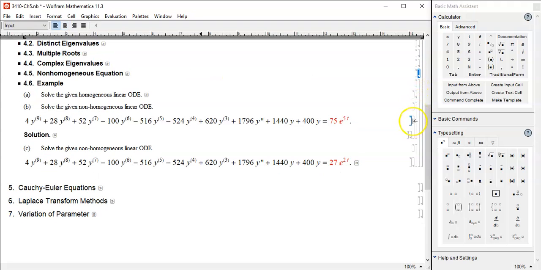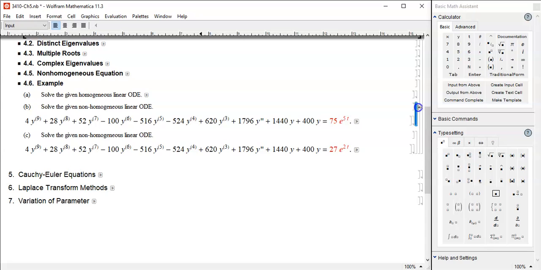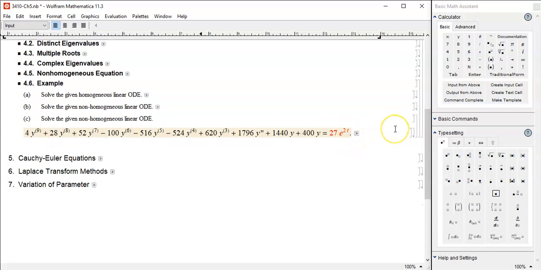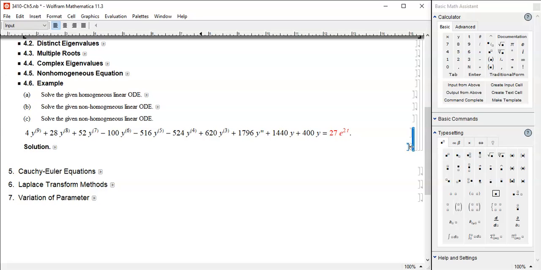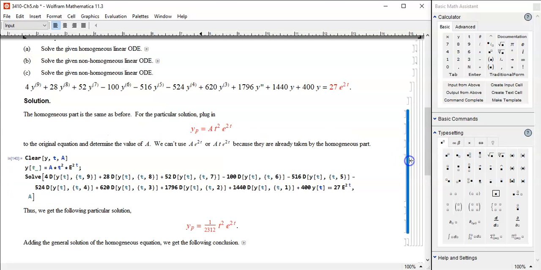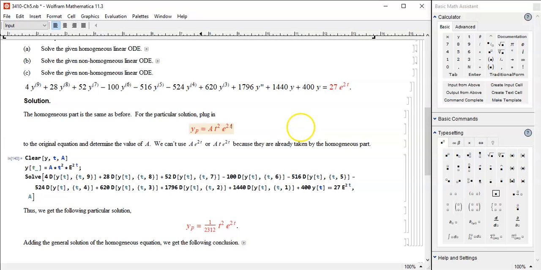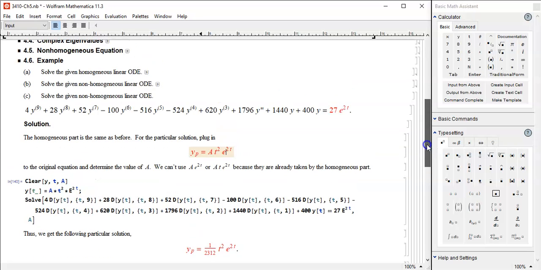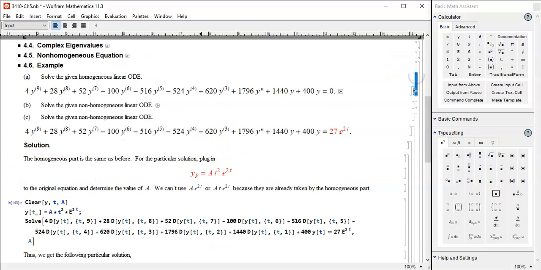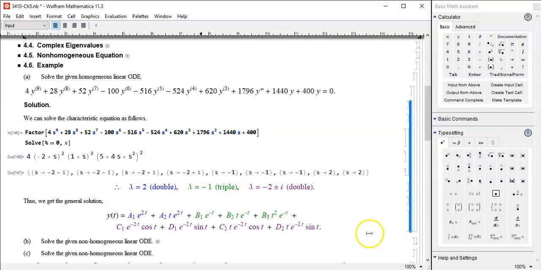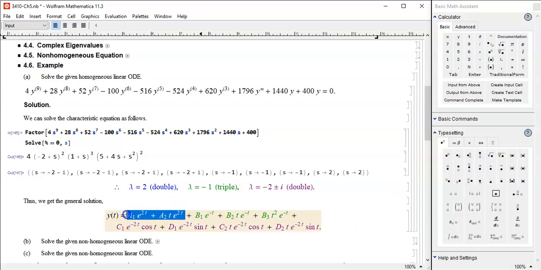Okay, let's go to the next example. This time, same equation, equals 27 e to the 2t power. How about that? There's a bit of a problem. We cannot select yp as a times e to the 2t power. We can't do that because e to the 2t power, e to the t times e to the 2t power, they were already taken. Let's see, where is the homogeneous equation? Yes, they are already taken.